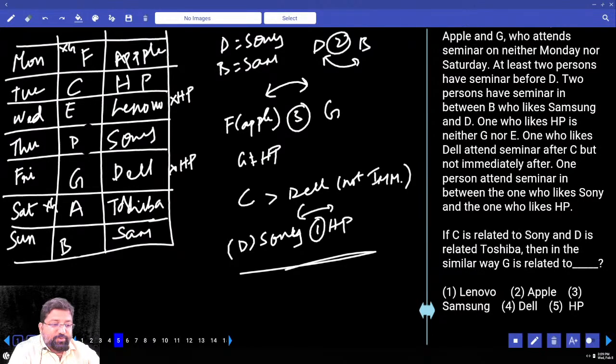C is related to Sony. How is C related to Sony? 2 days before Sony is C. And D is related to Toshiba. How is D related to Toshiba? 2 days ahead of Toshiba. Then G must be related to Samsung.